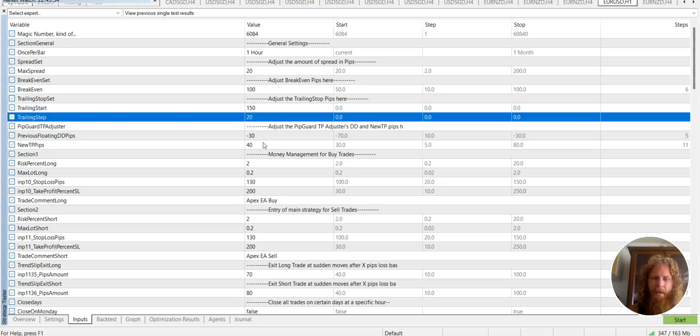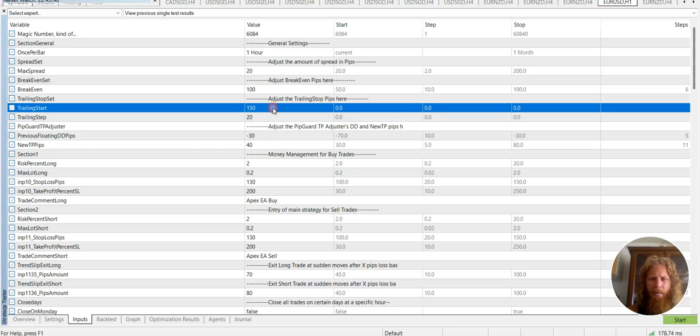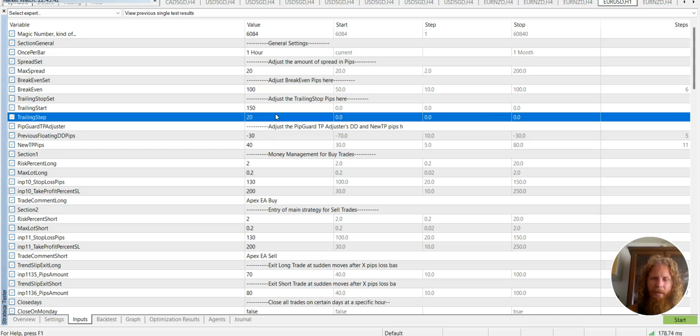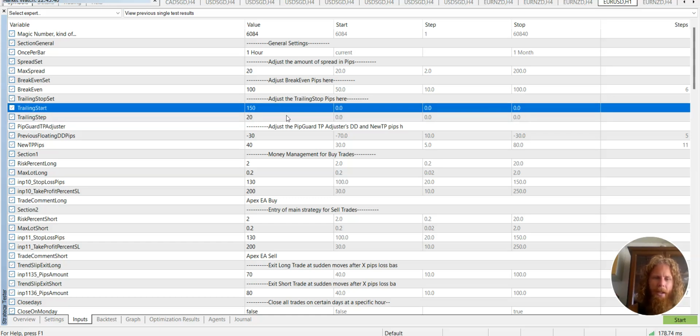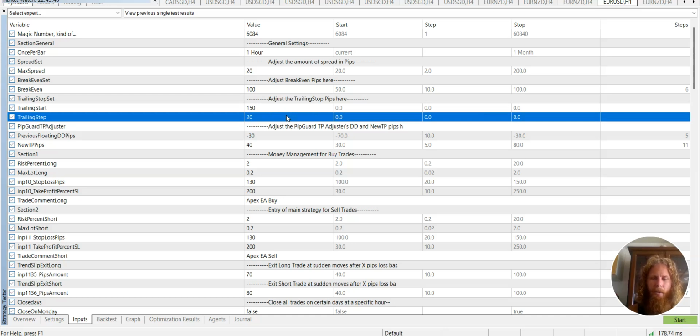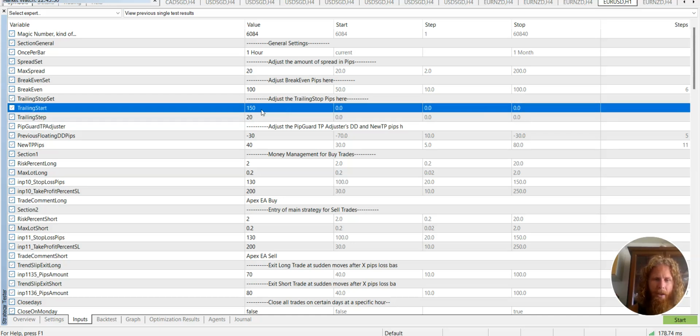Originally I am not using the trailing stop because I believe in dynamic exits more, but you can use it, and I know many traders like it, so this is why I implemented it. You can use any number.